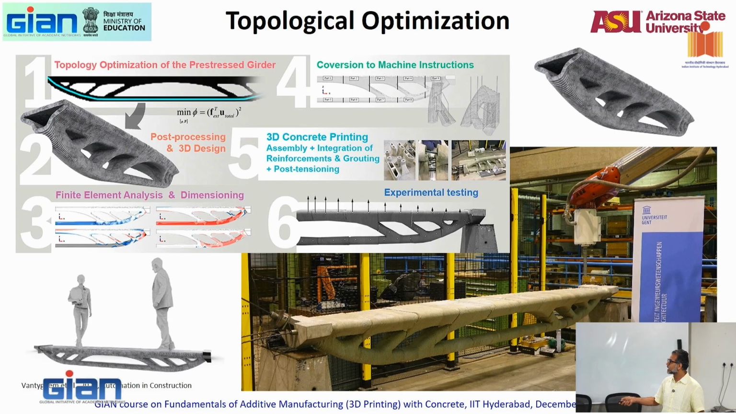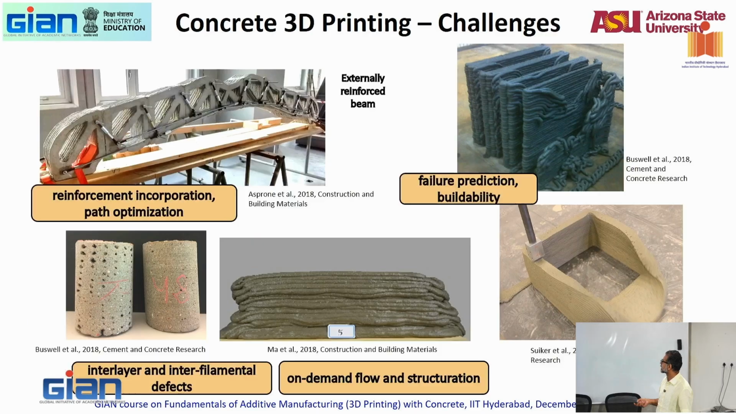Can you ever make this structure in any way other than 3D printing? Perhaps no, not easily, right? You cannot do it definitely with a conventional casting method. It'll be very expensive. So that's the lab scale in Ghent in Belgium. They have printed that. Challenges again, reinforcement incorporation, failure prediction.